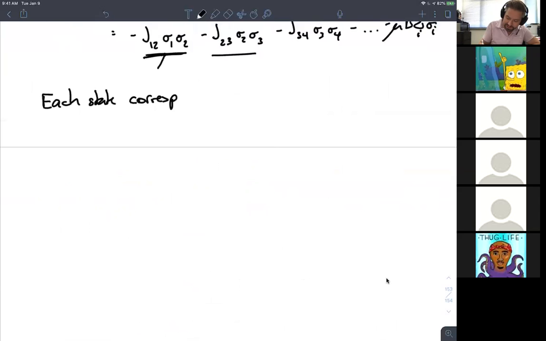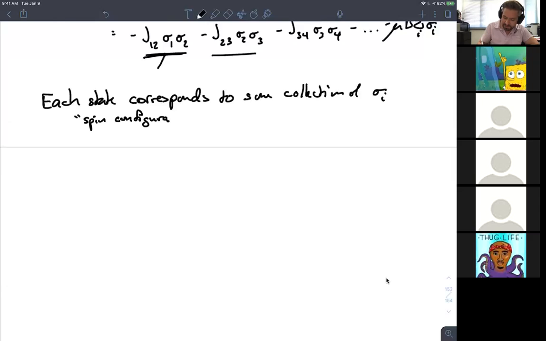So each state corresponds to some collection of sigma_i's. This is what's referred to as a spin configuration. Each possible collection of sigma_i's is a spin configuration, and I'm going to indicate the collection of spin configurations by this.